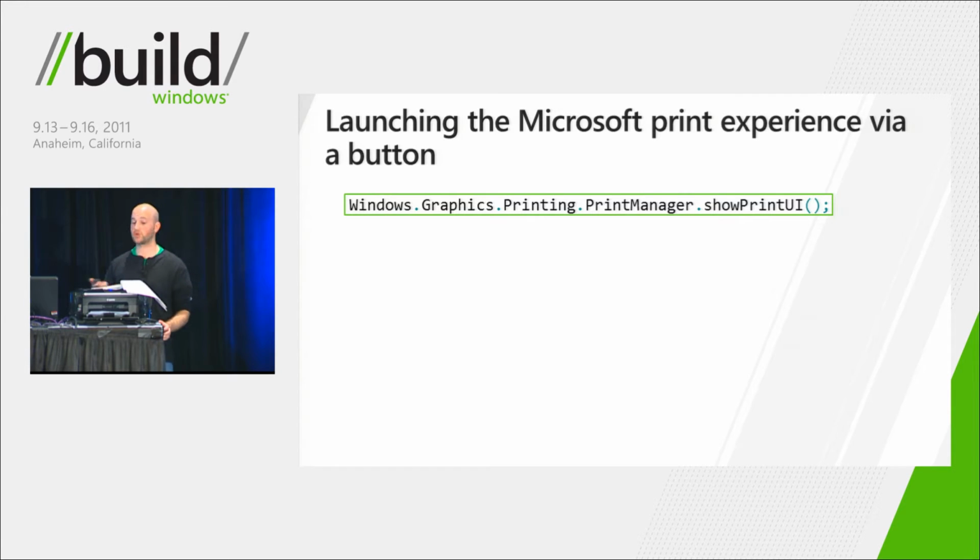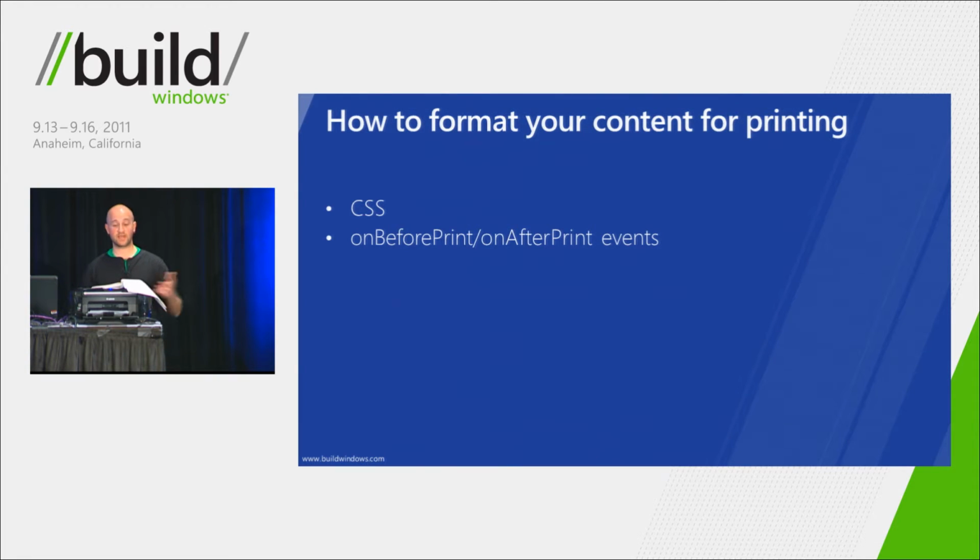Remember, we also showed this in the aircraft app for printing the instructions. You simply tie up a button to this function, showPrintUI, which is available in the print manager. And this results in launching, again, the same print experience that would be had from the user swiping in and choosing print. And it's that easy to hook up printing using the print contract in your Metro-style app using HTML5 and JavaScript.